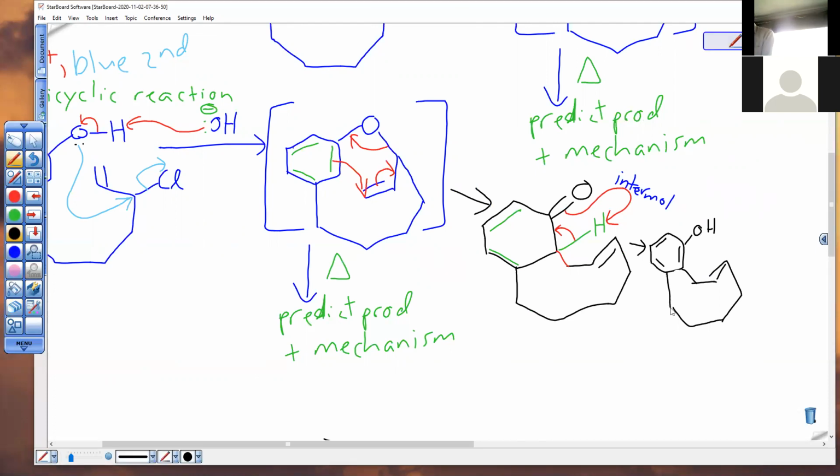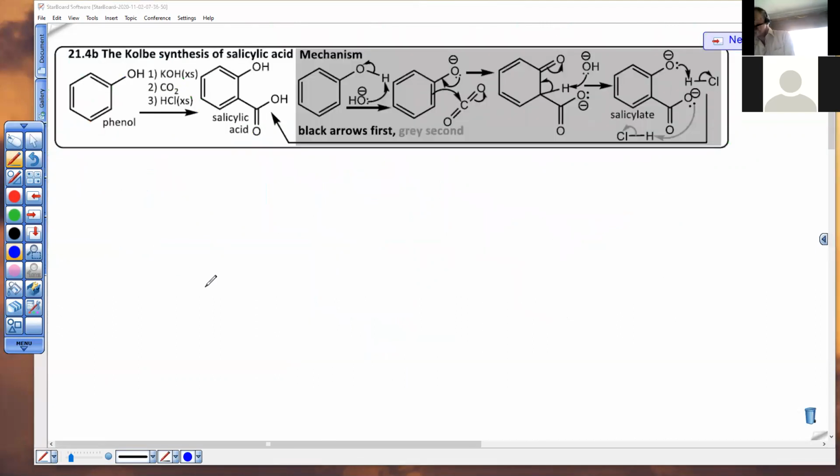Okay, I erased it and it came back. That's what we get. And there you have it. Claisen Rearrangement. Lots of practice in the book on that. Please take advantage.